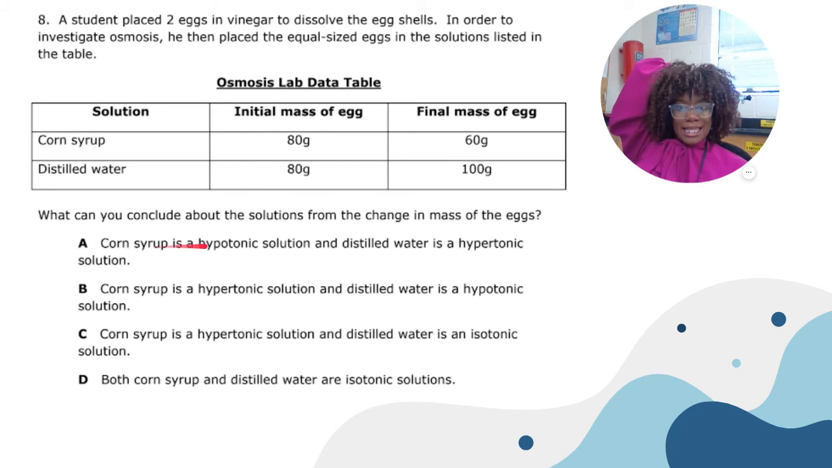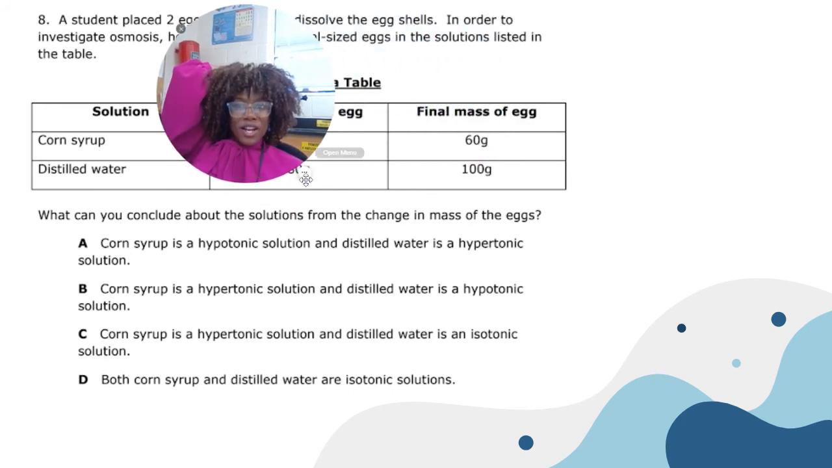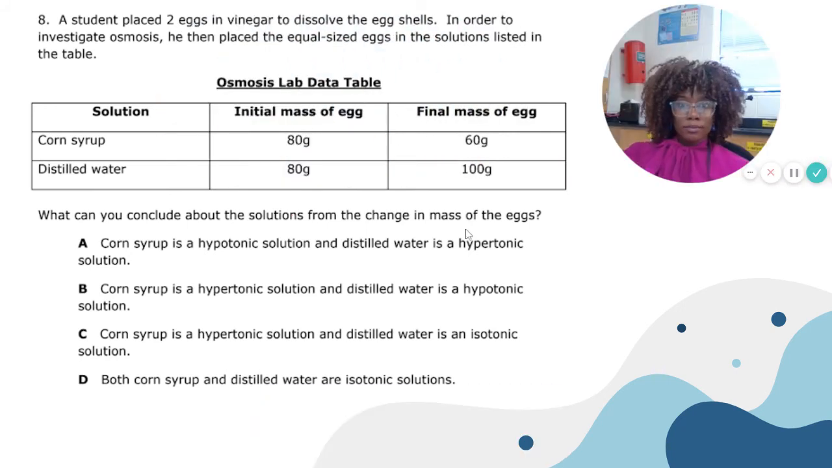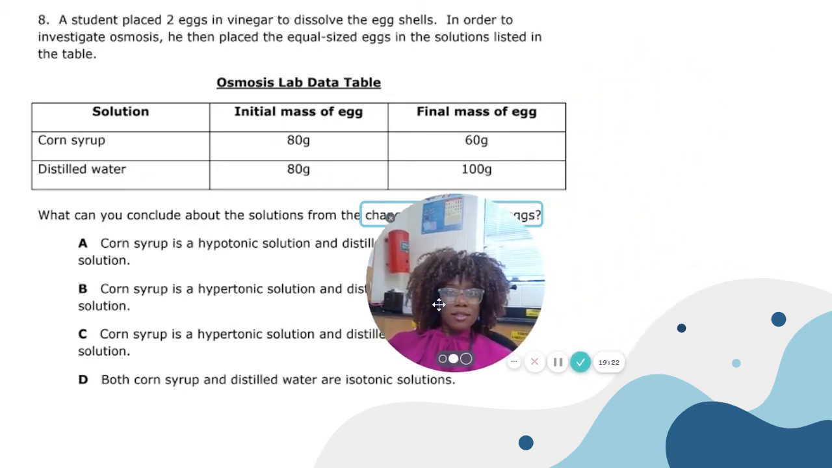corn syrup. Is it hypo or hyper? Distilled water, is it hypo or hyper compared to the egg, which is our cell? There you go. Okay, so let's figure out how to do this. The question is asking us about the change in mass of the egg. So what do we notice about the change in mass? For corn syrup, did the egg gain or lose mass? And for distilled water, did the egg gain or lose mass?